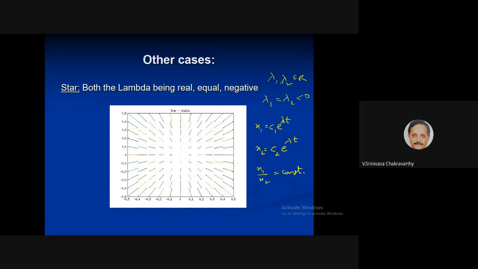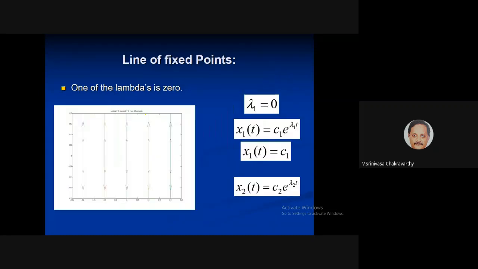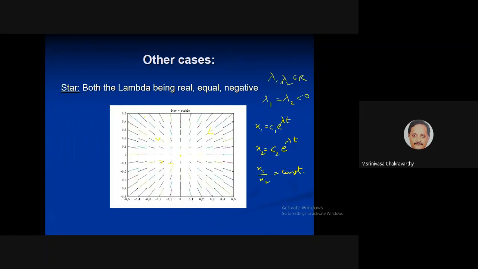So which means all the flow trajectories are straight lines, because x1 by x2 is constant, and all those flow lines are straight lines pointing towards the origin, which is a very interesting case. This kind of a fixed point is called a star. So we're giving some names to each of these fixed points, and what is interesting is that even in a two-dimensional dynamical system, which is linear, you get such a rich variety of fixed points. You can imagine what kind of fixed points you can get if you have an n-dimensional system.